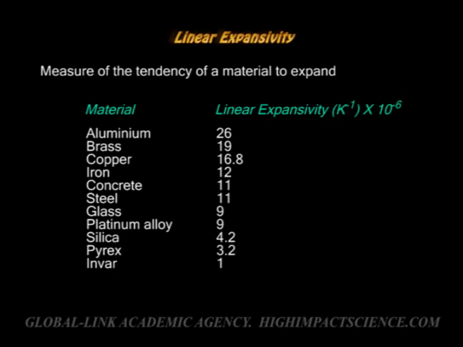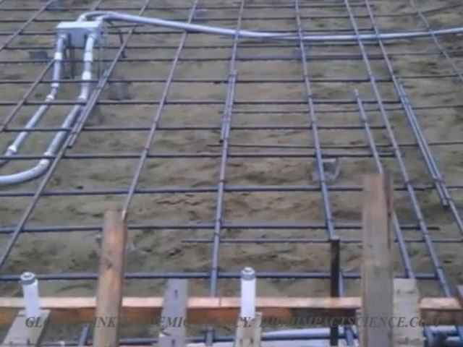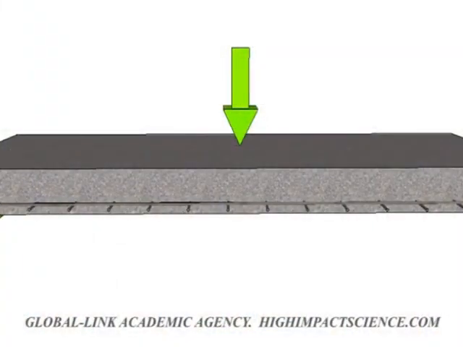In building construction, beams can be made out of concrete reinforced with steel because they expand at the same rate.